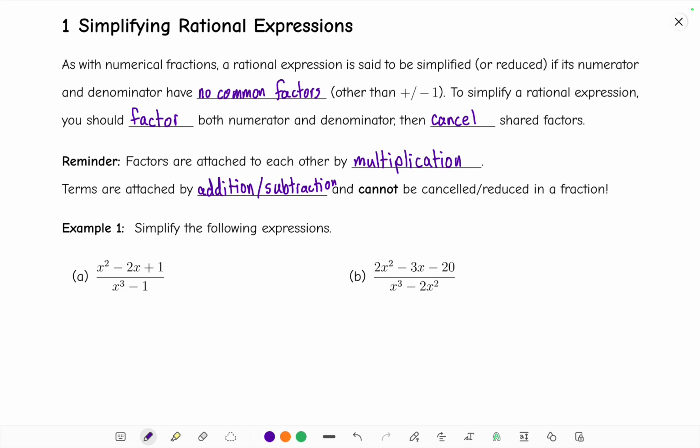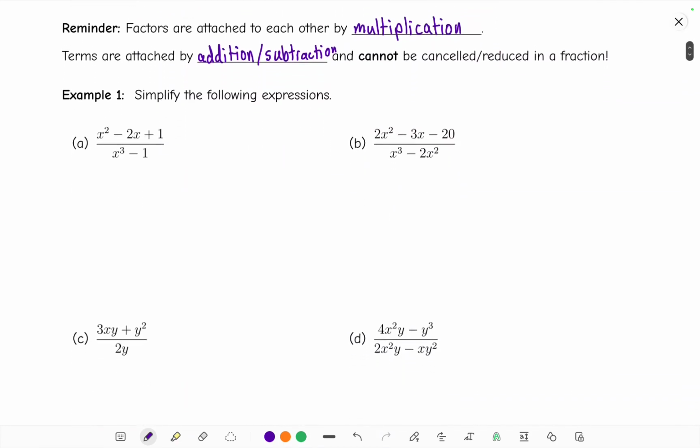Simplify the following expressions. A, x squared minus 2x plus 1 over x cubed minus 1. X squared minus 2x plus 1 is one of those special factors. This is a square of a binomial, so that factors into x minus 1 squared. Then x cubed minus 1 is another one of those special factors, difference of cubes. And that factors into x minus 1 times x squared plus x plus 1.